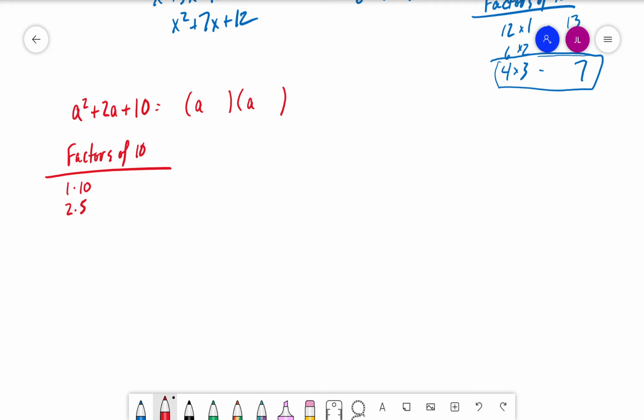So really, we can't factor this with anything that we know. All we can say is that we can't factor this. It's already in its simplest form. This is a prime polynomial. So if we can't factor them like this, we say they're prime.